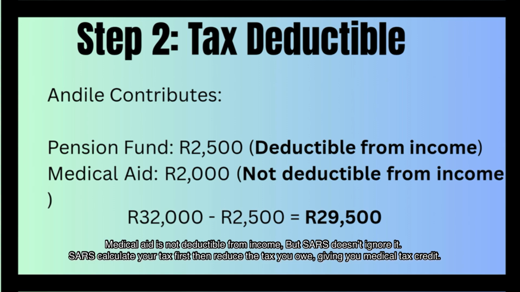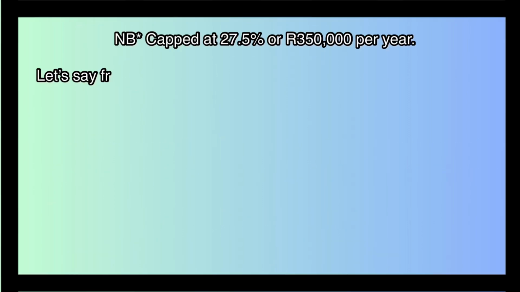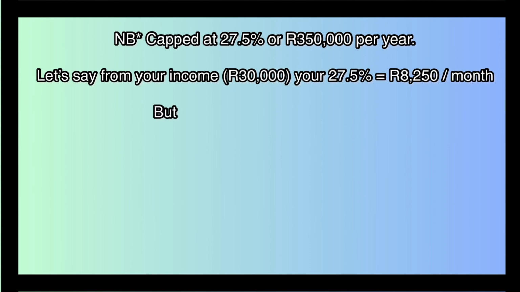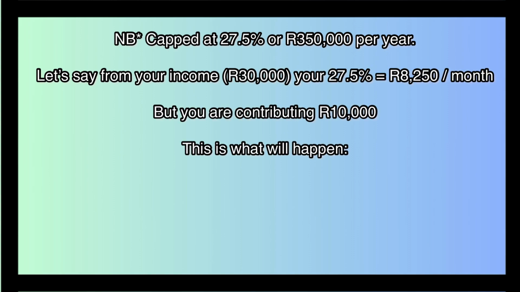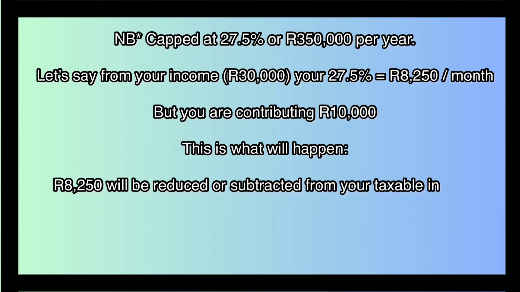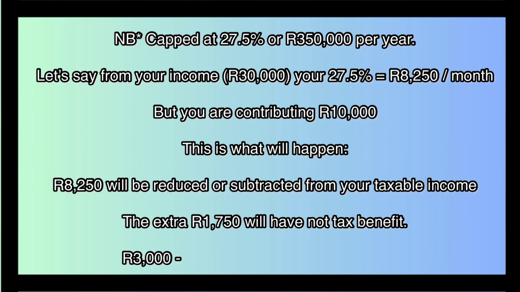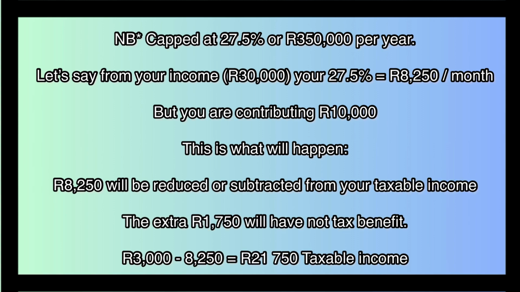Please note that you can deduct up to 27.5% of your taxable income or remuneration. It is capped at 350,000 per year. Okay, let's make an example. So let's say your 27.5% limit every month is 8,250 per month. So when you contribute 10,000, this will happen. 8,250 will be reduced from your tax, but 1,750 extra will then not be reduced, so it will be taxed.